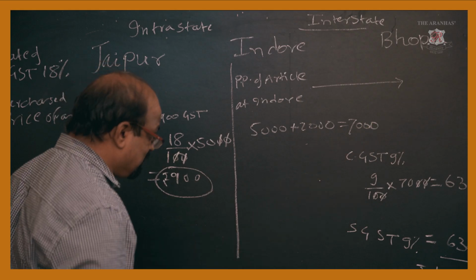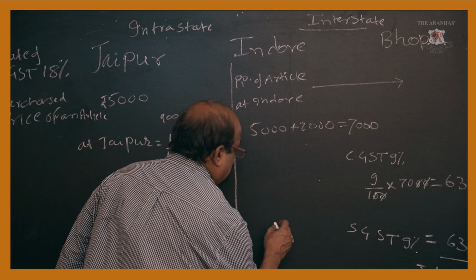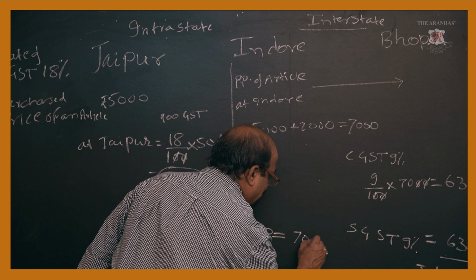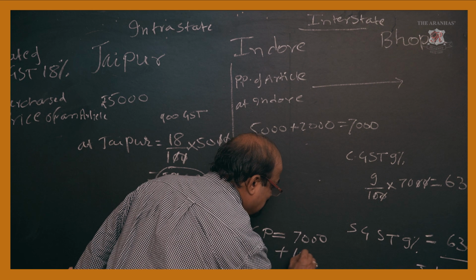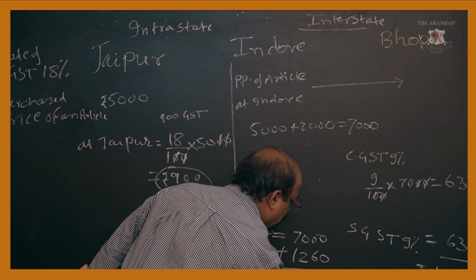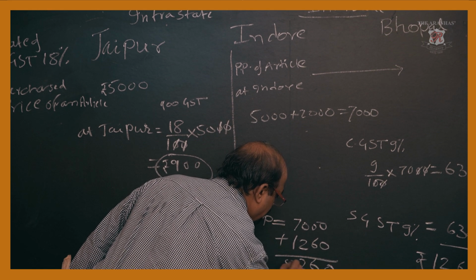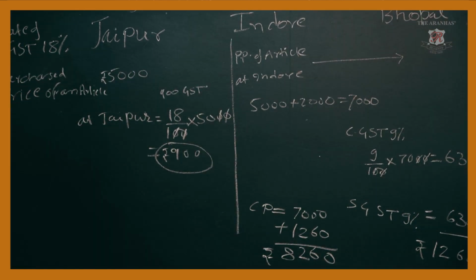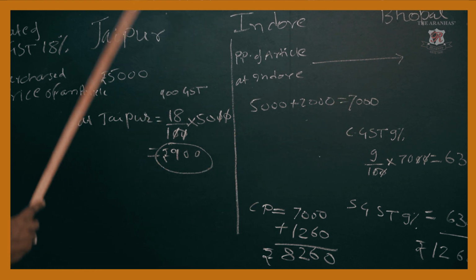When you have to calculate the CP of the dealer, the total CP will be 7,000 plus GST, that is 1260, rupees 8,260. In brief, the problem is like this.